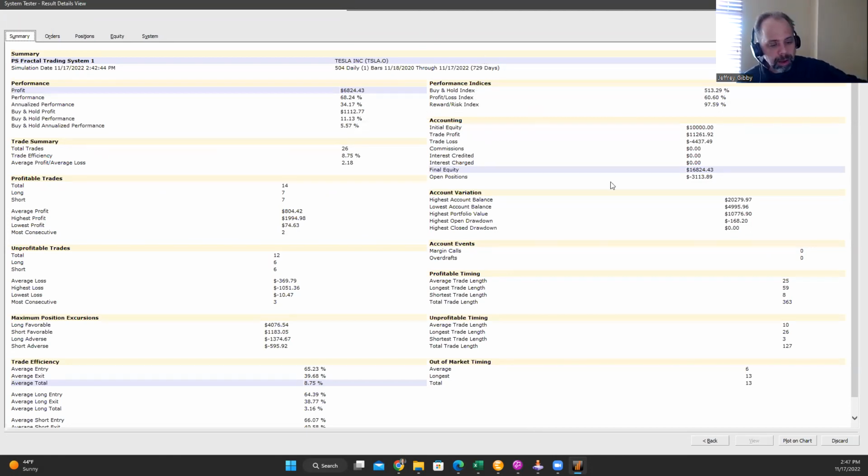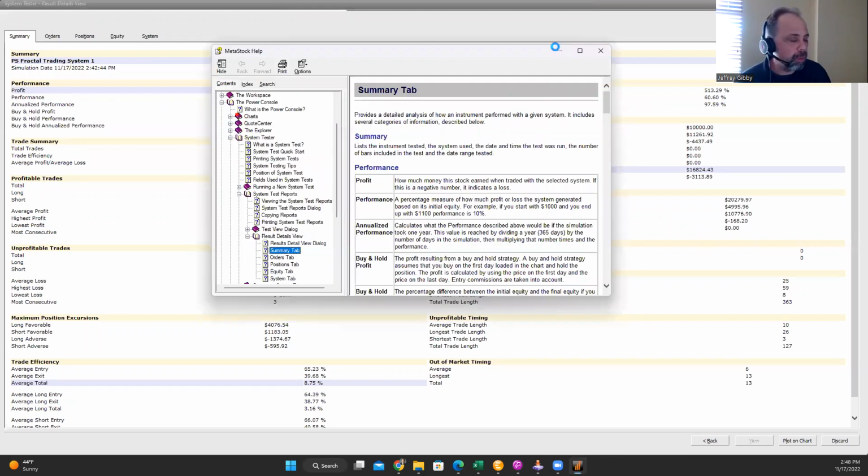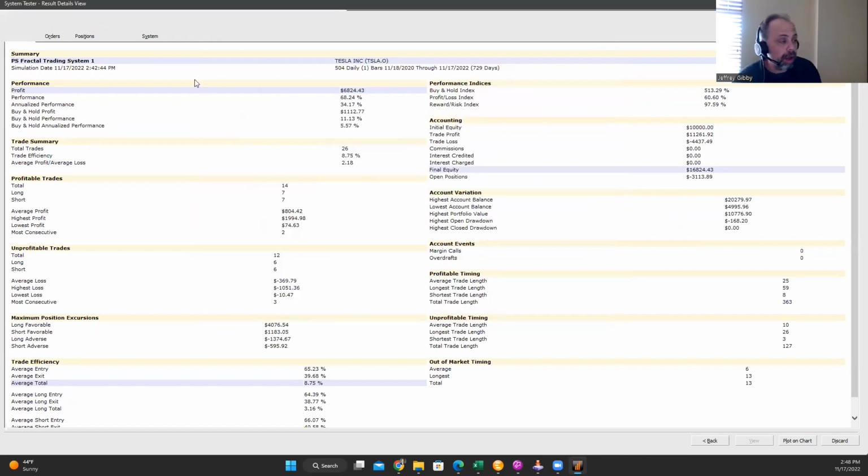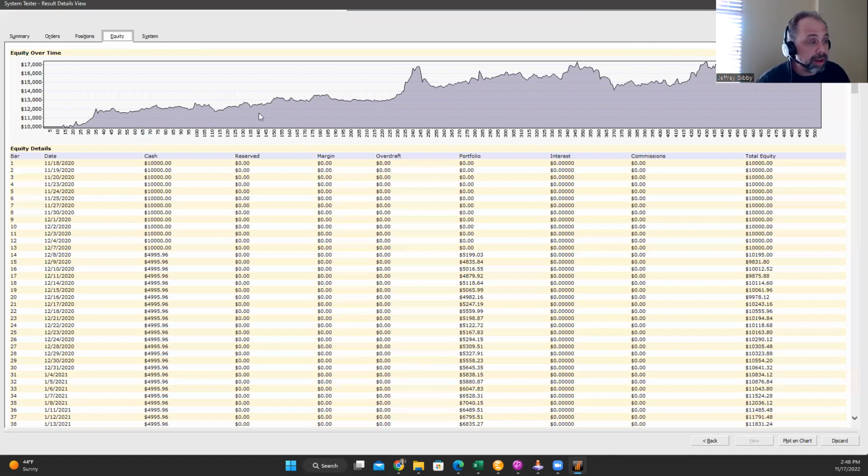But if you ever have questions, one of the things I like about MetaStock too is it's got a very intensive help file. So if I click on help, it'll tell you what all these numbers are. The one thing that I do like to look at, and the one thing I'm not going to skip, is this equity line. So right here, this gives us an idea of how well our equity would have performed over that 2-year period. And we did have some pretty good drawdowns from here to here, okay? But I don't see anything catastrophic.